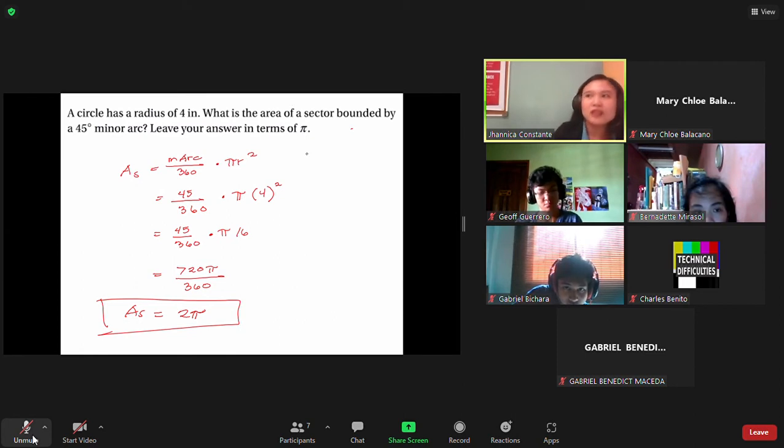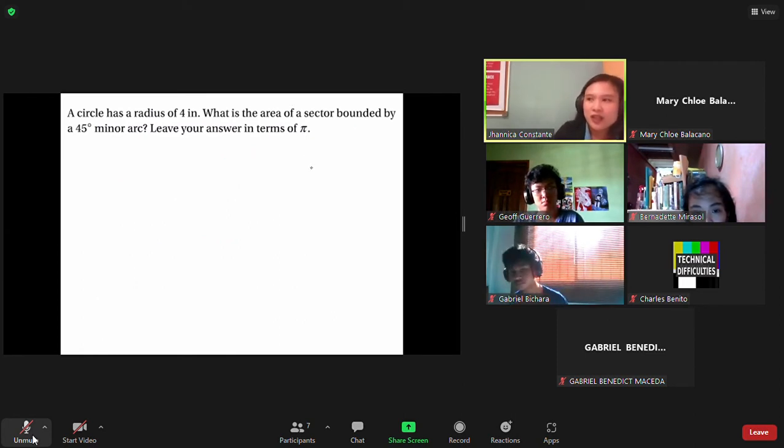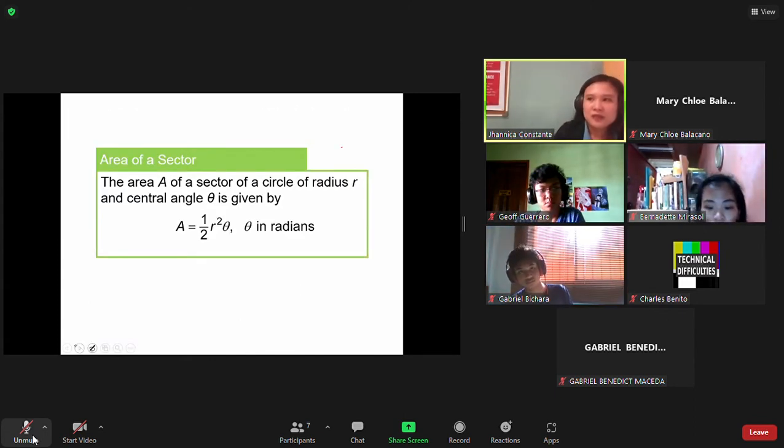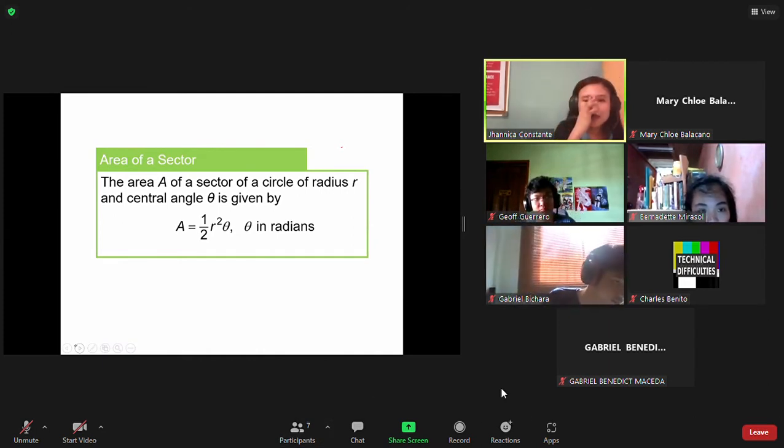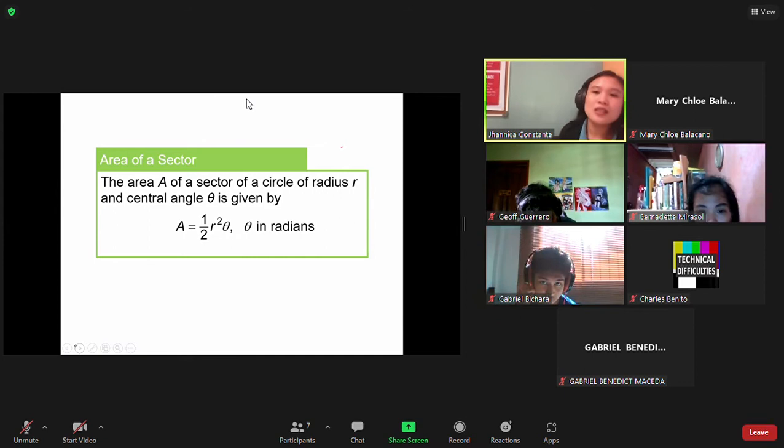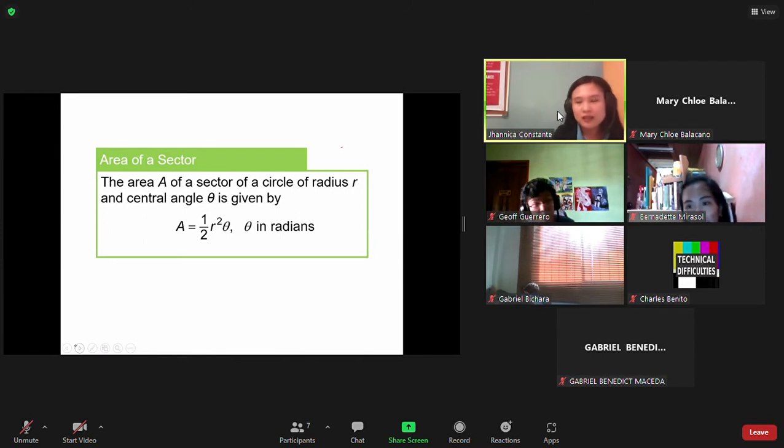Let's proceed with the second formula that we can use in finding the area of a sector. The second formula that you can use, given that the central angle is present, we have your radius. So kung kanina ang given is the minor arc and the radius, now the given is the central angle and its radius. So we can use this formula, which is area of a sector is equal to 1/2 r squared times the angle. Angle in terms of radians.